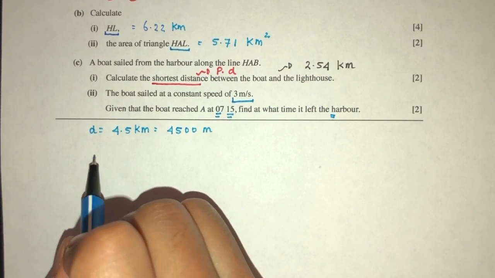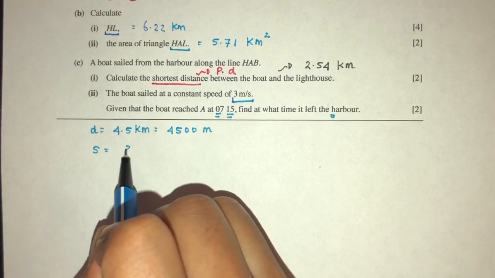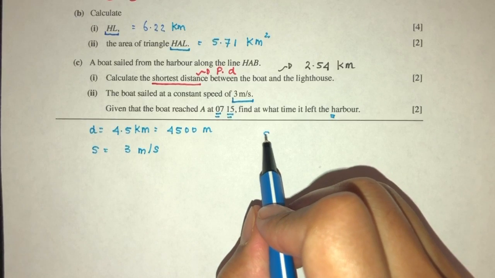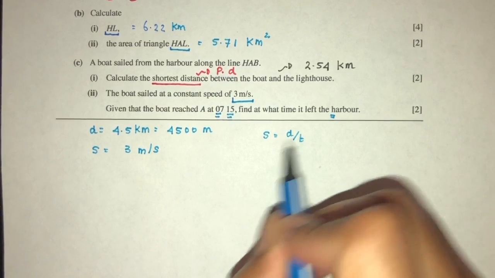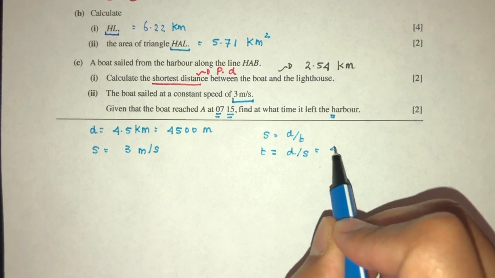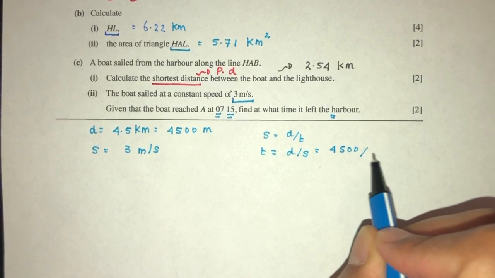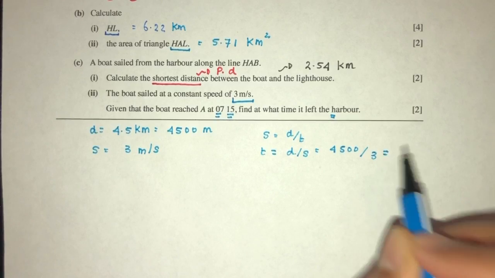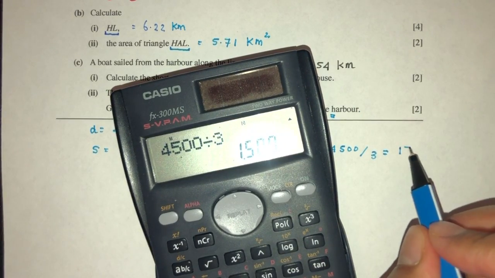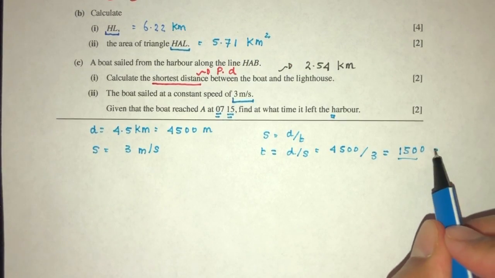Now the speed is 3 meters per second. So as we know, speed is distance over time. If you want to find time taken, that should be distance divided by speed. Distance is 4500 divided by speed is 3, that will be what? 4500 divided by 3, that should be 1500. So he will take 1500 seconds.